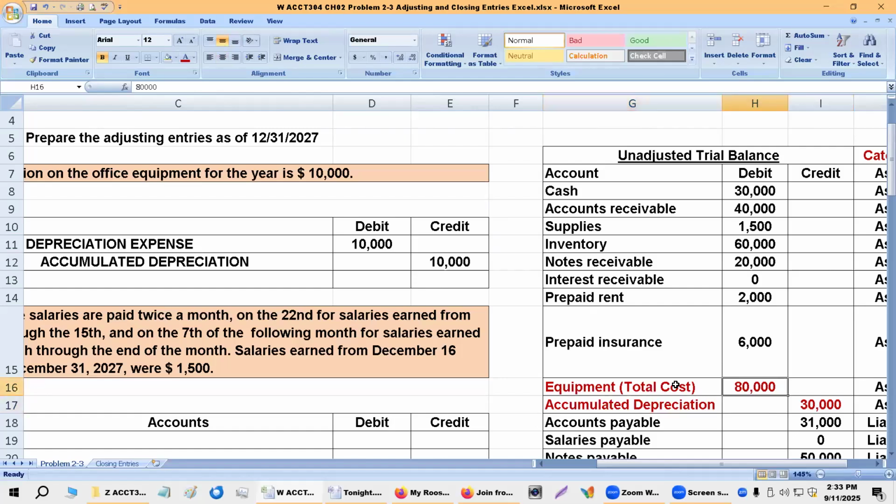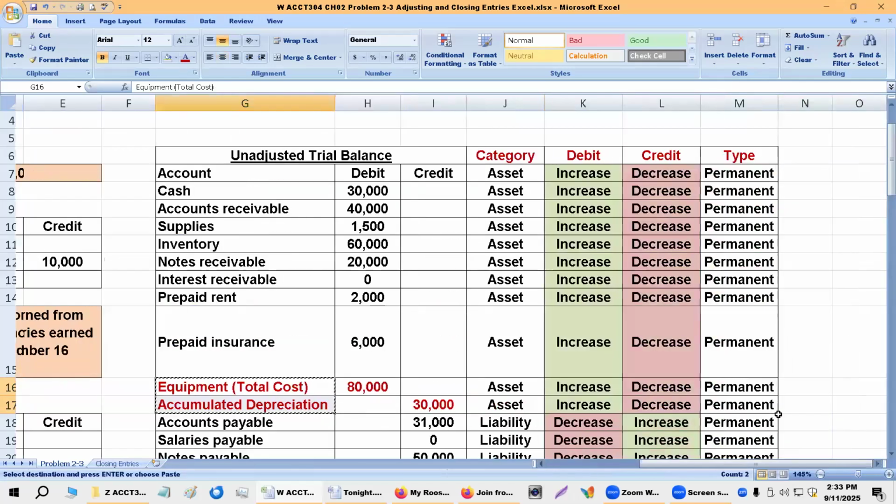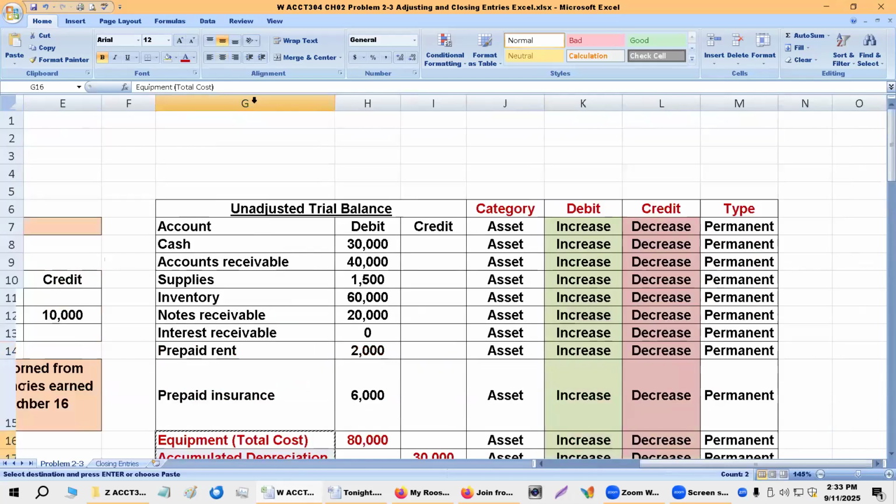Instead, whatever we paid for the equipment, we paid 80,000 for it, that just sits on the books for years. And then we have this other account that goes against it. Why do we do that? I'll show you why we do it. I've got to find space here. I'll put it here.